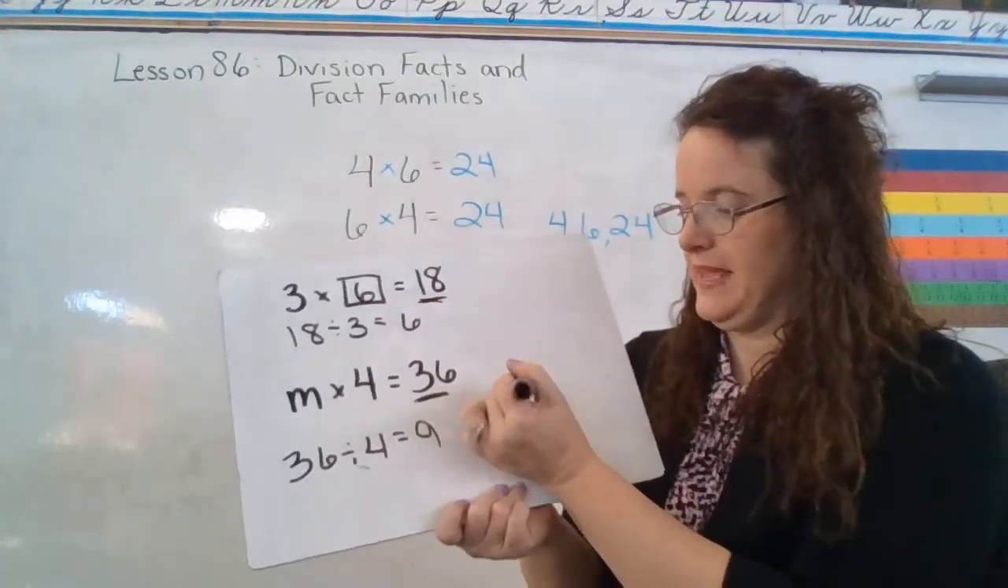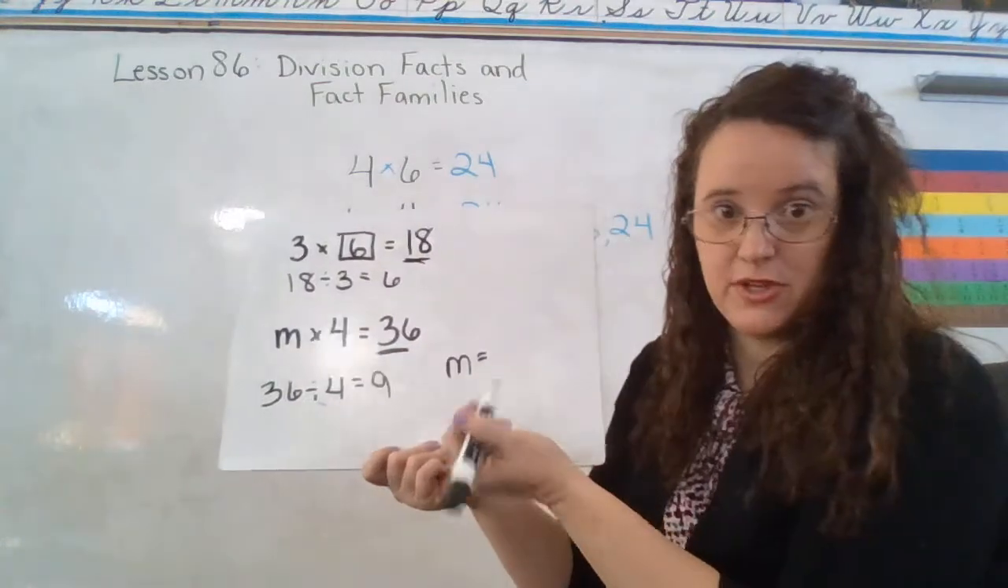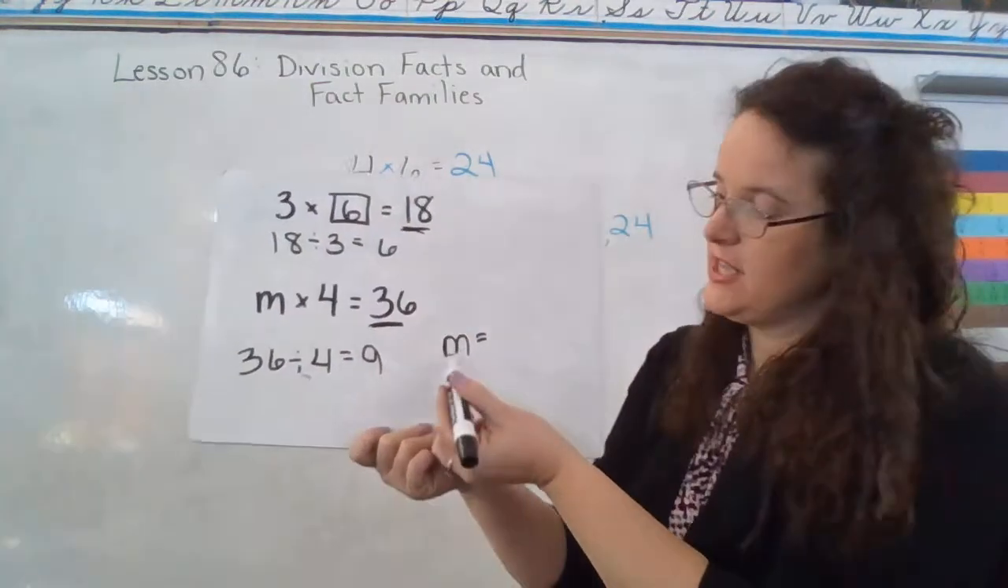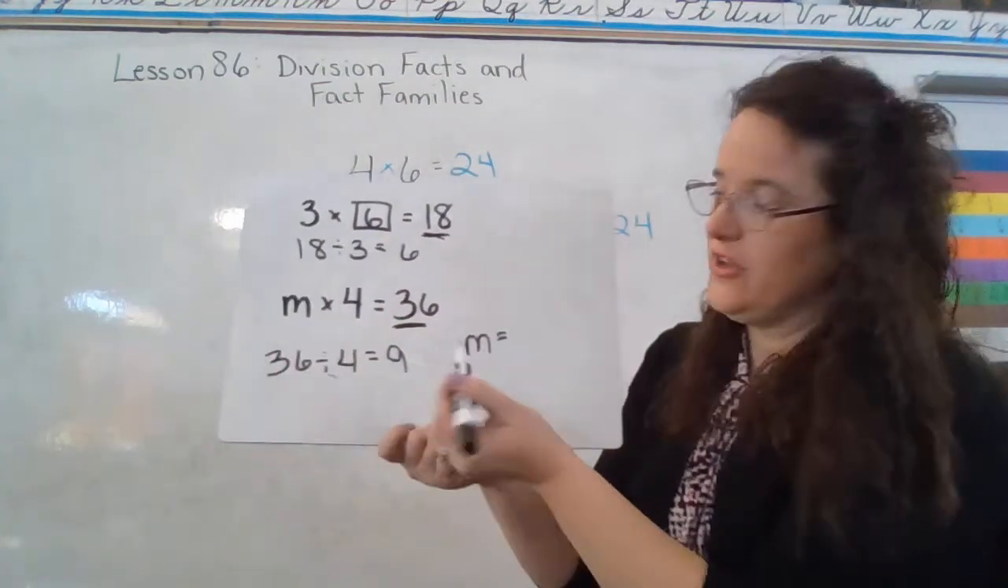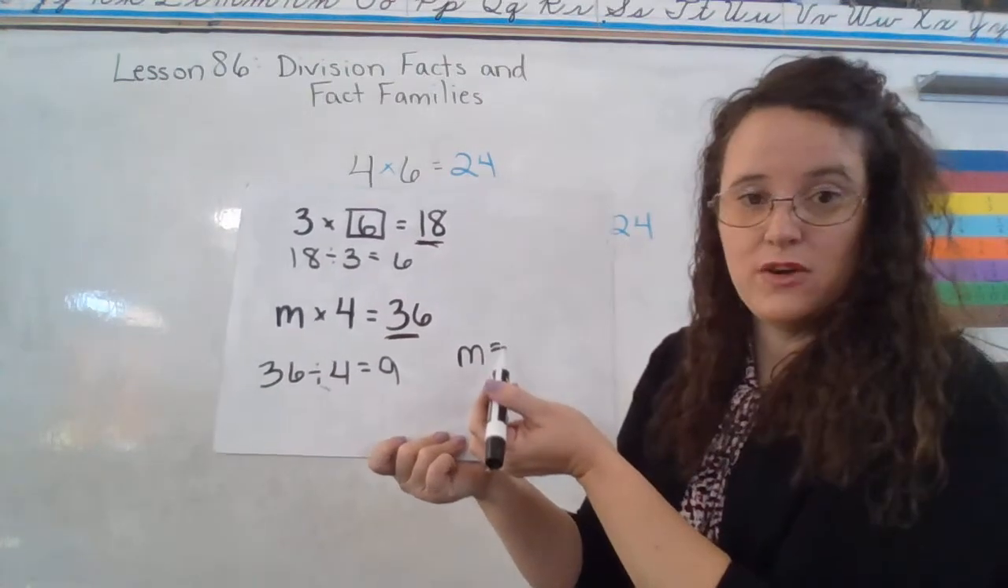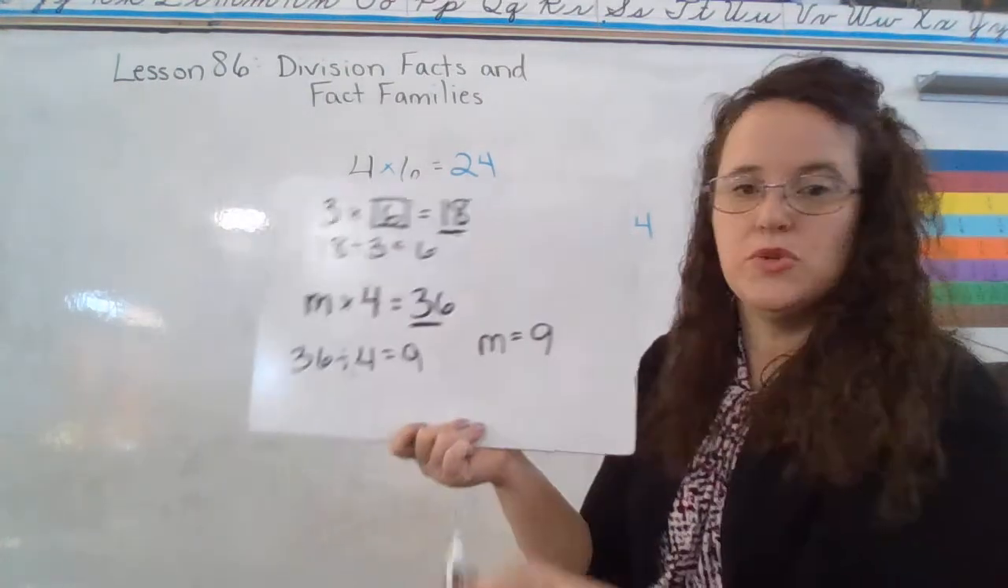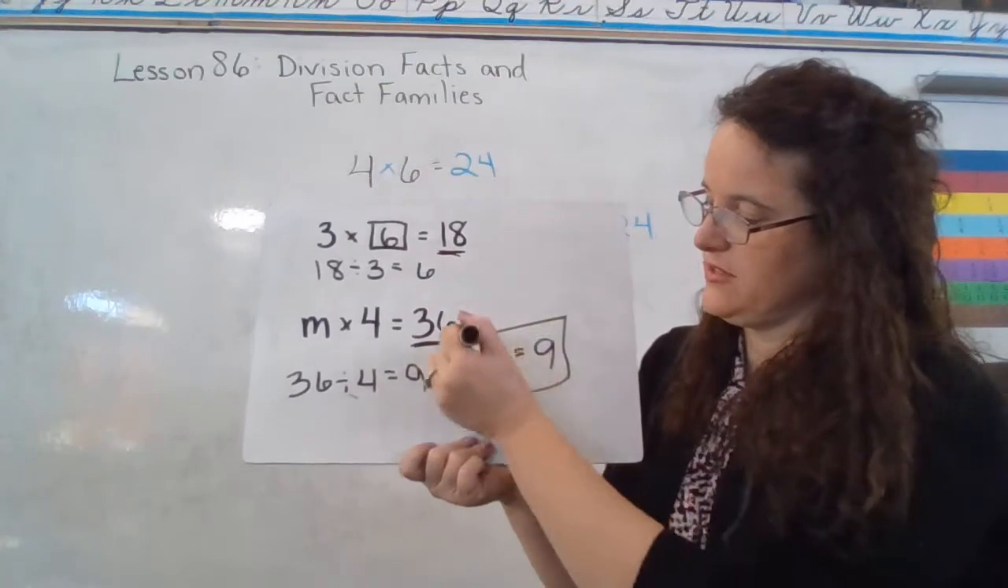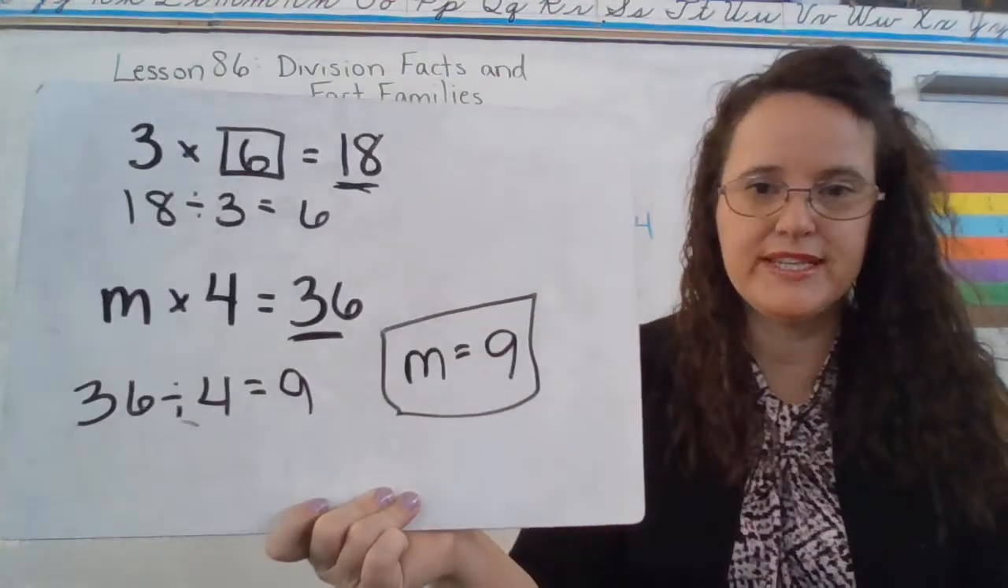So m, here's how you write this in your textbook when you have your written practice. If they put a letter here, you write m is equal to 9. And that's what your answer should look like. M is equal to 9.